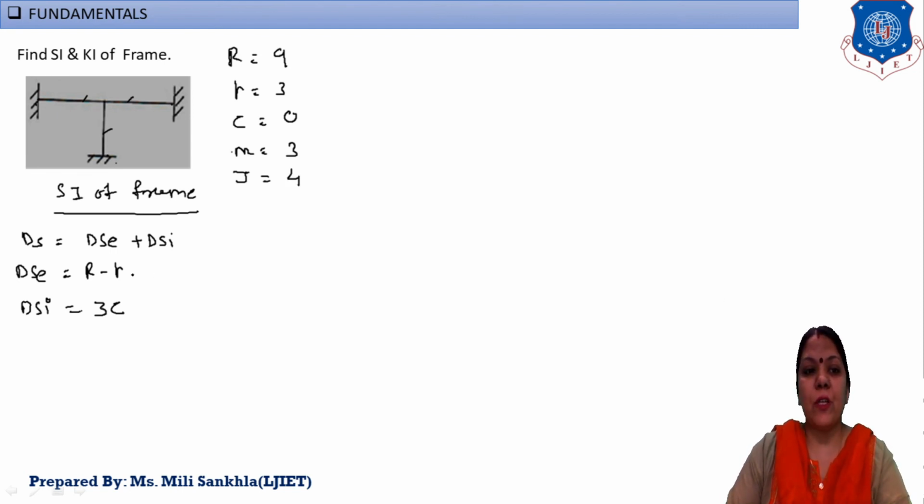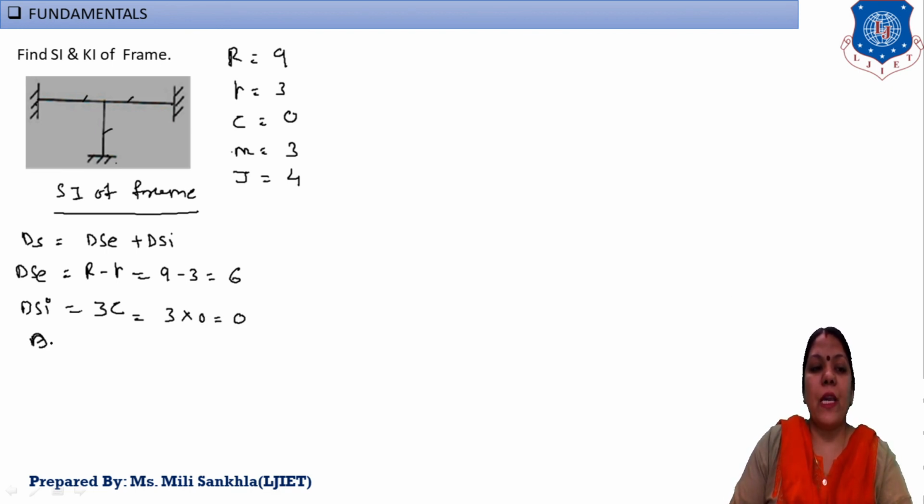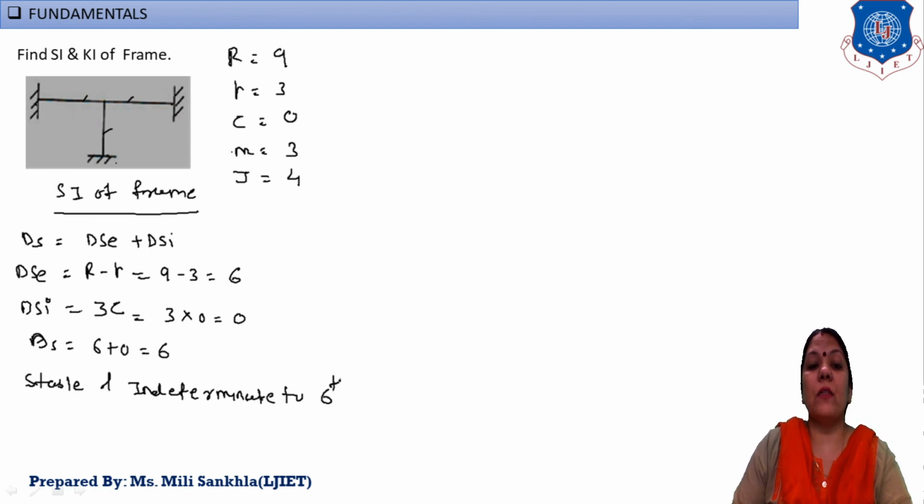Now put the values in the equation. Capital R is equal to 9 minus 3 is equal to 6. Then cell area is equal to 0. So 0. What is the equation of DS? DS is equal to 6 plus 0 is equal to 6. Answer is positive. So right here, the given frame is stable and indeterminate to 6th degree. If the answer is 0, then the given frame is stable and determinate. If the answer is negative, then the given frame is unstable.